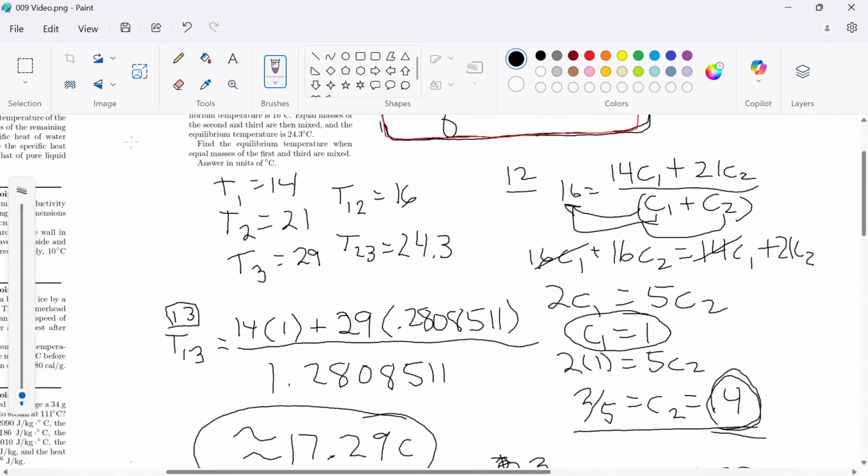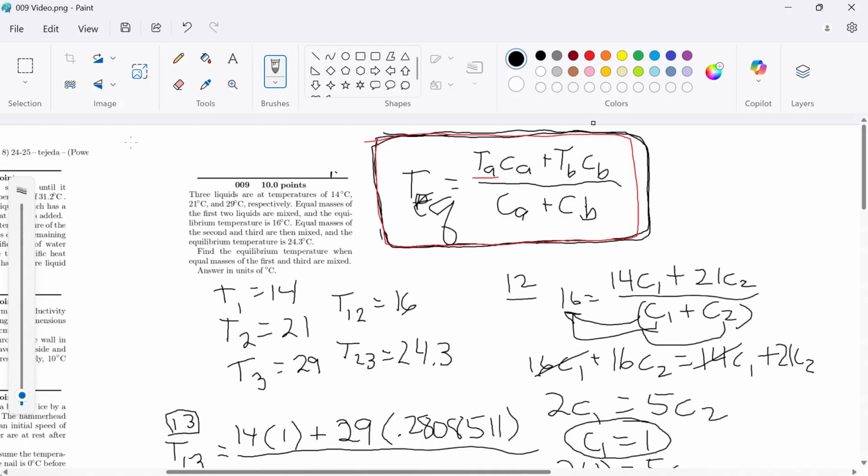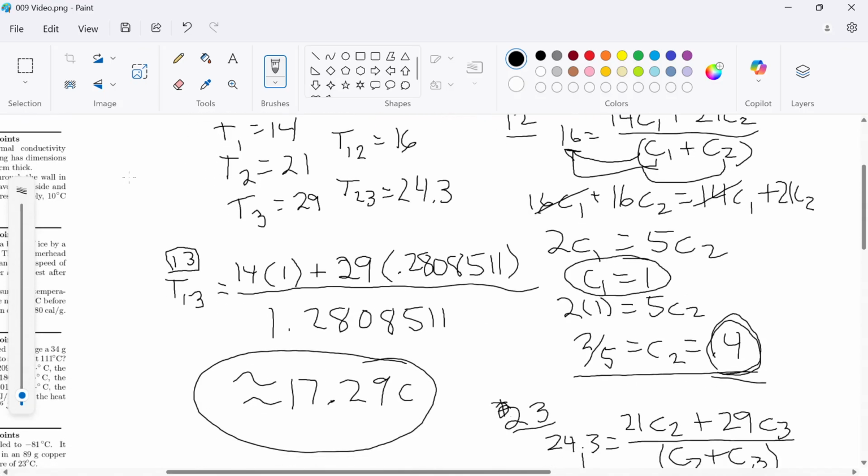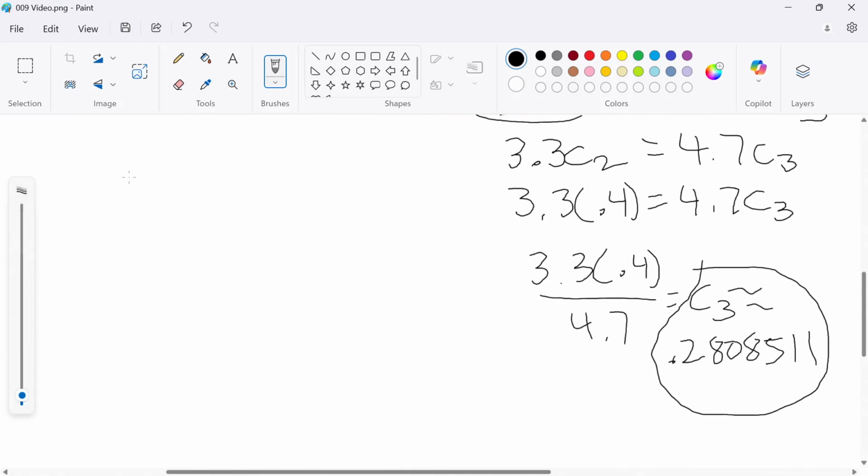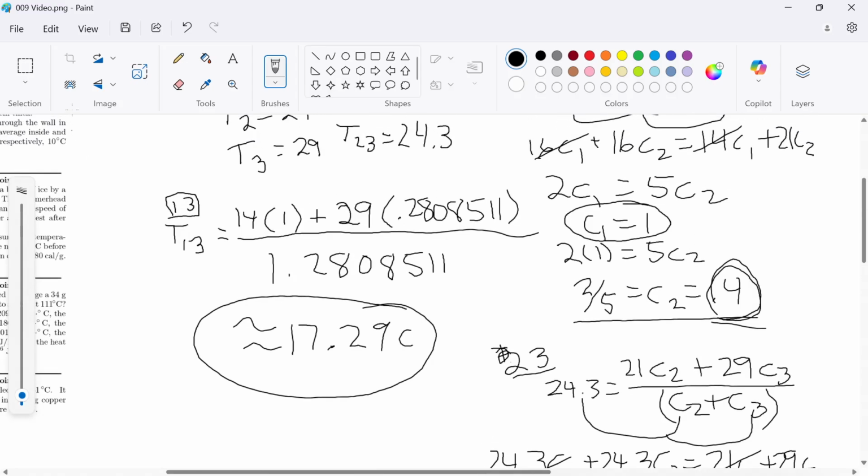And then once you think you understand it, erase everything, just look at the question and work it all through to make sure you can get this question right and get that 17.29 number. But there's the method to do it.